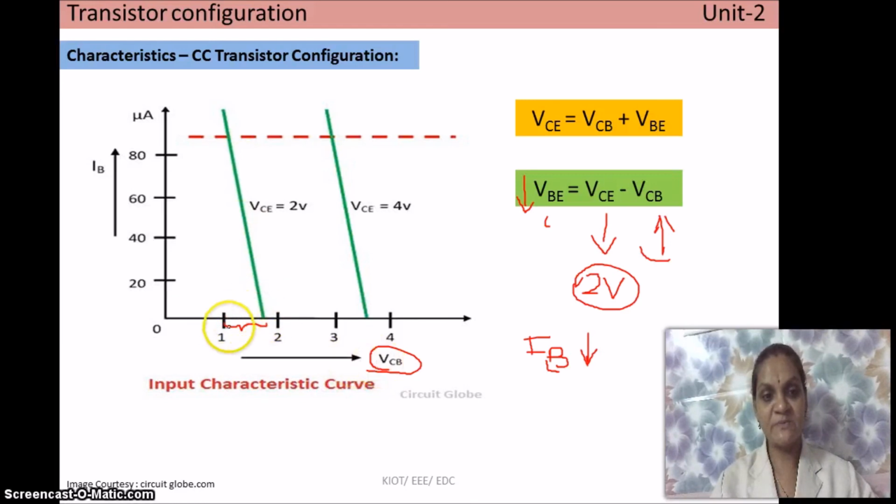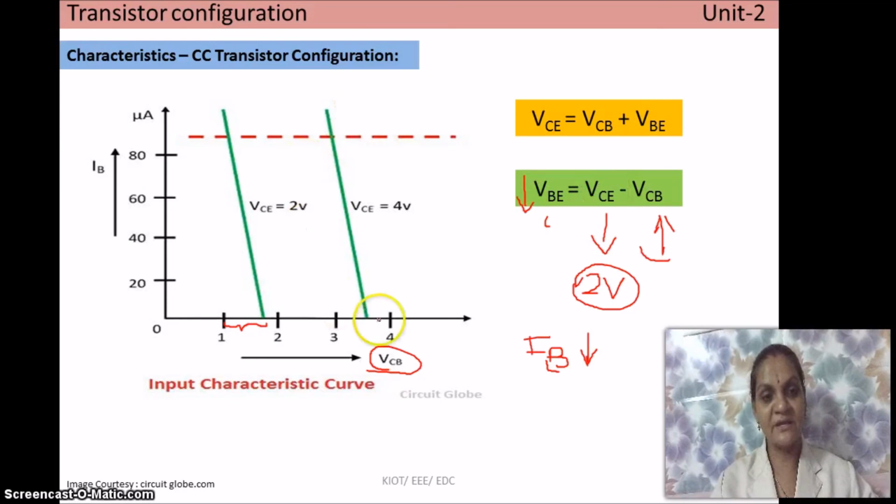Initially, while increasing VCB equal to 1 volt, we are having a base current of approximately 90 microamperes. And immediately when the input voltage is 1.8 or greater than 1.5 volt, the base current will reduce to 0. This is because of this problem. And again, I am increasing the value.